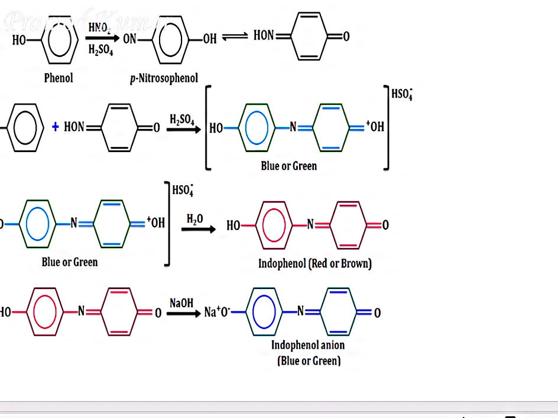So these are the different tests. In Liebermann's test, the first thing is the formation of your nitroso intermediate. In acidic condition, this will couple with phenol to give you a blue-green colored intermediate, which, when neutralized with water, gives a red color. If you add NaOH to this neutral species, you get a blue colored indophenol, which is your Liebermann's test. Very important to be studied.